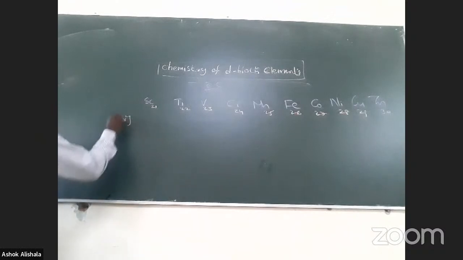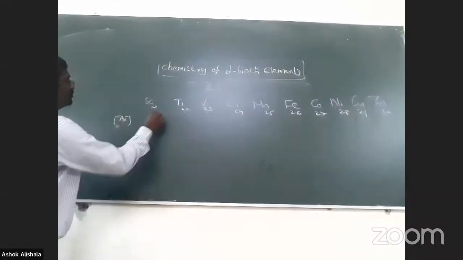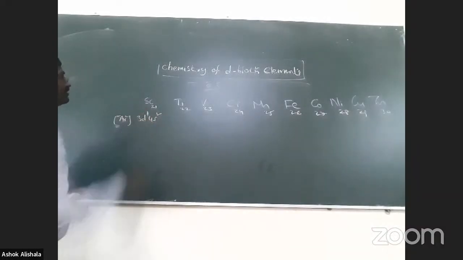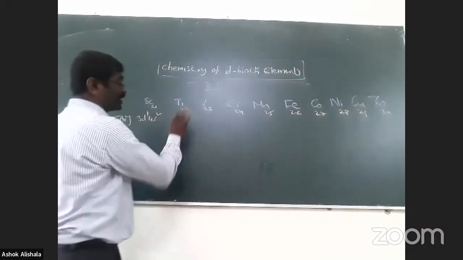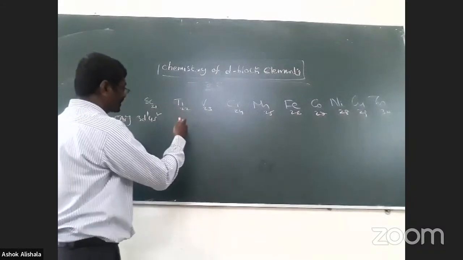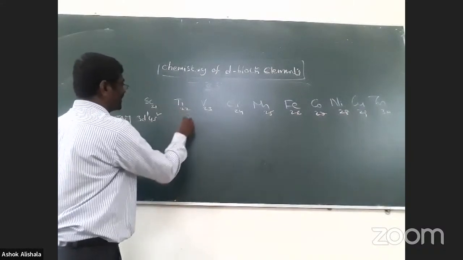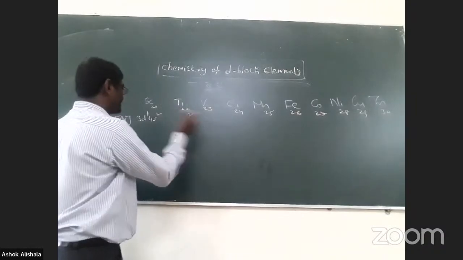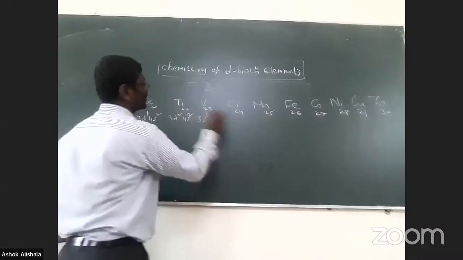What is the configuration of scandium? For every element there will be argon, 4s2, and now 3d1. I am not writing the 4s2 again; please assume that 4s2 is there everywhere. Otherwise I will write 3d2, 4s2, 3d3, 4s2.